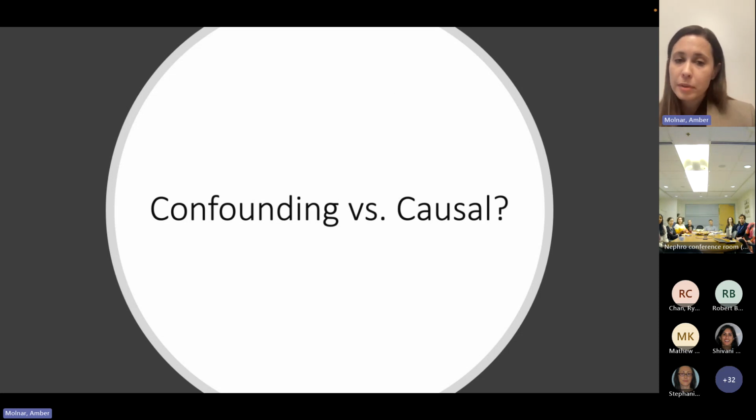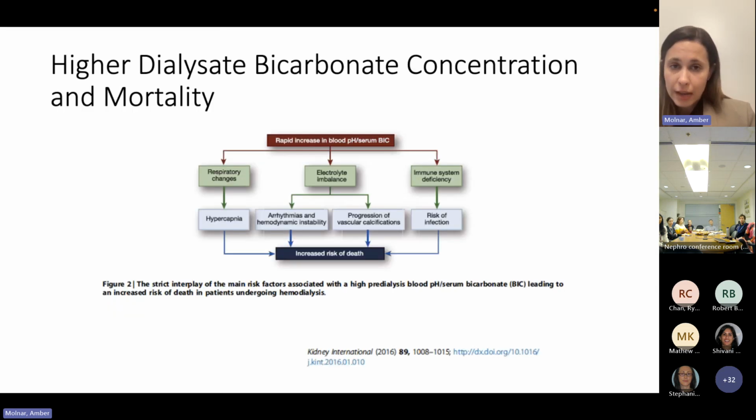There is certainly the possibility of confounding or bias by indication. So patients who are prescribed a higher dialysate bicarbonate concentration may potentially be sicker or more prone to metabolic acidosis, and this could in part be driving the increased morbidity and mortality. But this could also potentially be causal, and it's impossible to determine this for certain based on the observational data. But there are definitely potential causal explanations for this result.